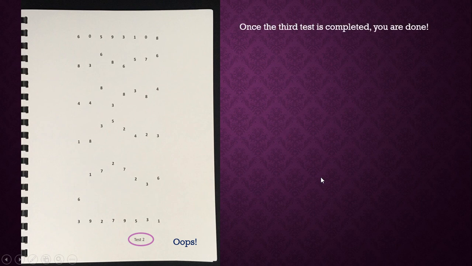And then finally, we have test card number 3, which unfortunately has a typo on it and says test number 2. But you can tell that this card is different because the numbers are squished together more closely in the horizontal dimension. But the task is the same. You're going to time them as well as count the number of errors that they make as the patient starts with number 3 here on the bottom left and finishes up with the number on the top right. Once the third test is completed and you've recorded those answers, then you are done.